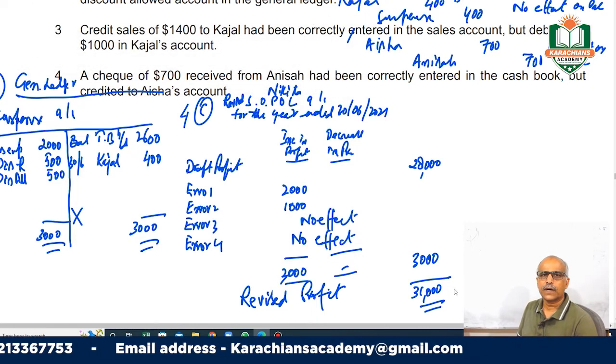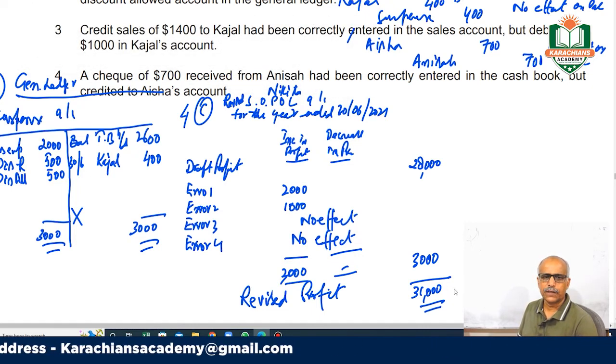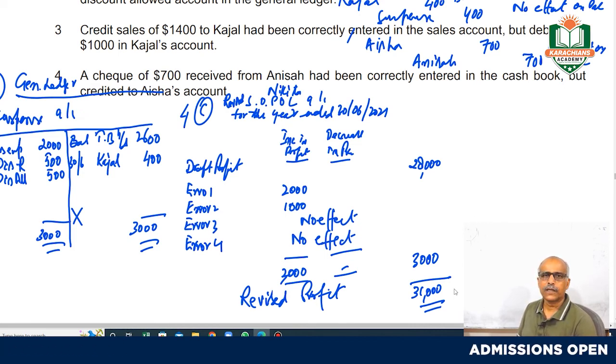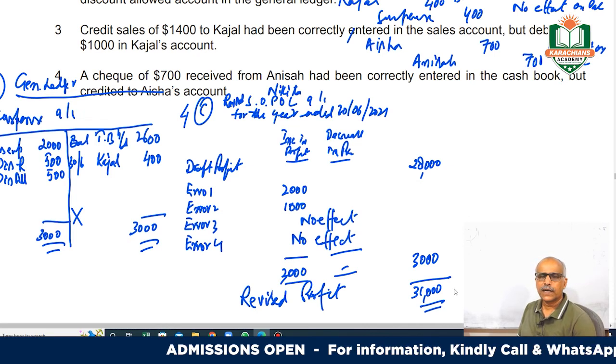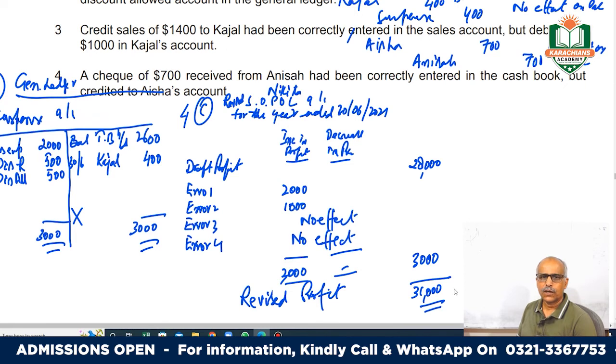So this was requirement C of question 4. So in today's lecture we have done requirement D, making a suspense account and reconciliation of the profits.